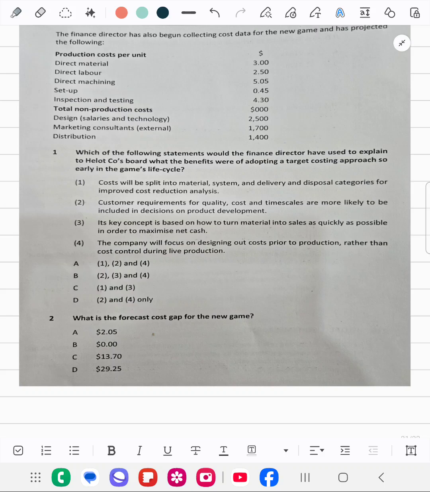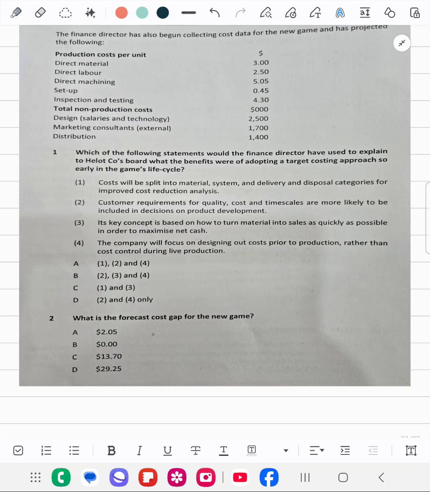So if after that research we find that launching will not be beneficial, and if we launch we will not be able to generate profit, or there are several other factors, then I think this is not the primary objective. And the last is the company will focus on designing out cost prior to production rather than cost control during live production. Yes. So I think 2 and 4 are the options.